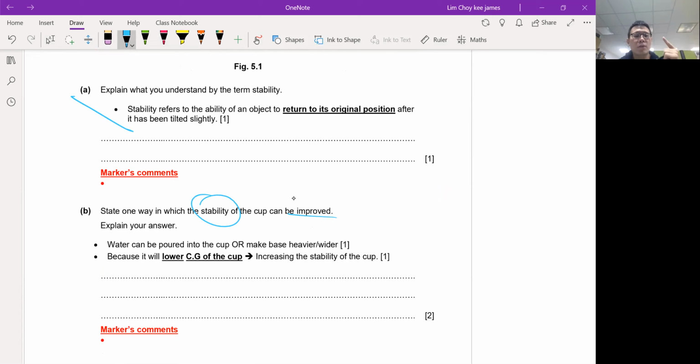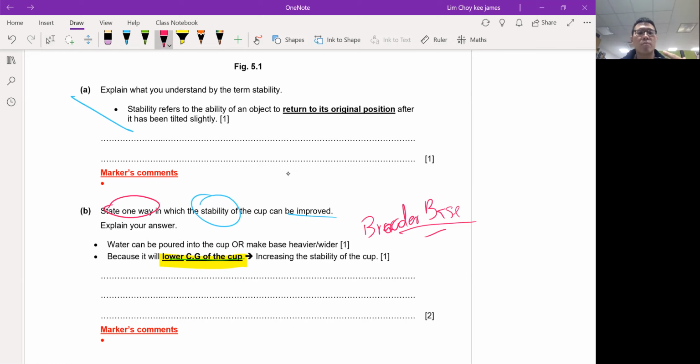Now, the question here is, most of the students will actually remember the answer: lower the CG. You will tell me it's lower the CG, and you will tell me it is to make a broader base. But you'll find that if you use the words broader base, it's a bit ambiguous, because the question says state one way. You need to tell me what is the method that you do.